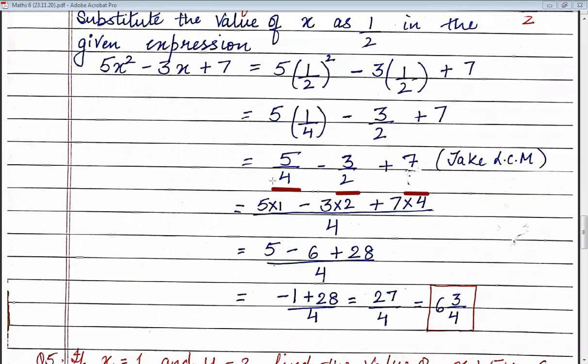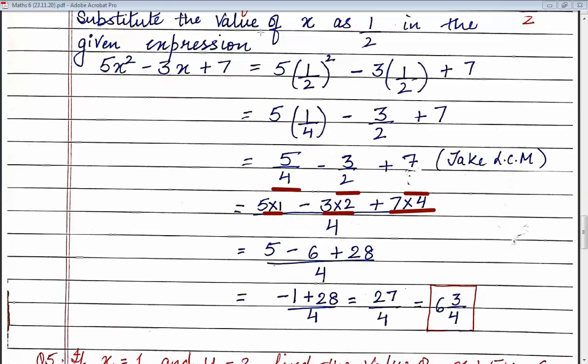The first one is already 4, so multiply the numerator with 1. Now, your second fraction, how can you make this denominator as 4? 2 twos are 4. So multiply your numerator with 2. There is no denominator, it means 1. So now the last term will be multiplied with 4. Now let us solve. 5 ones are 5, 3 twos are 6, 7 fours are 28.